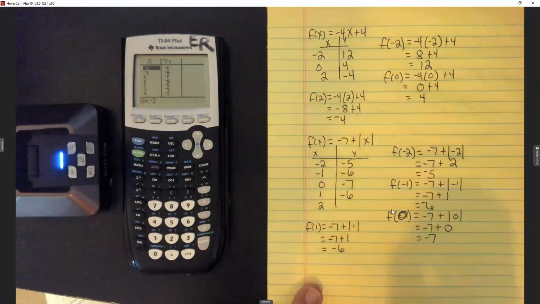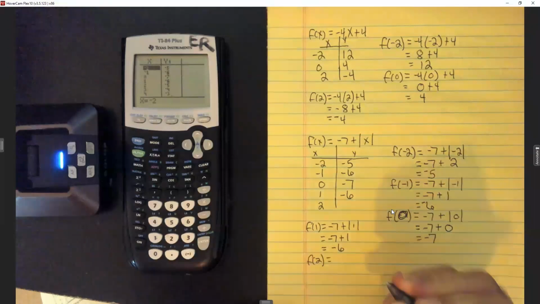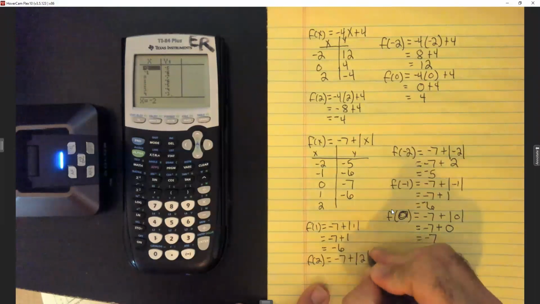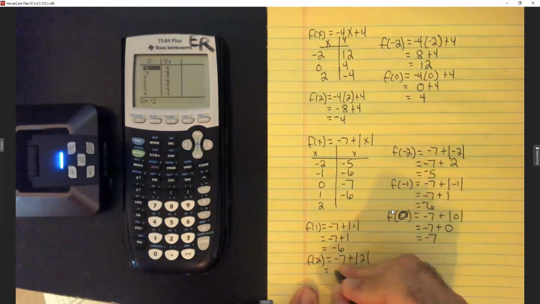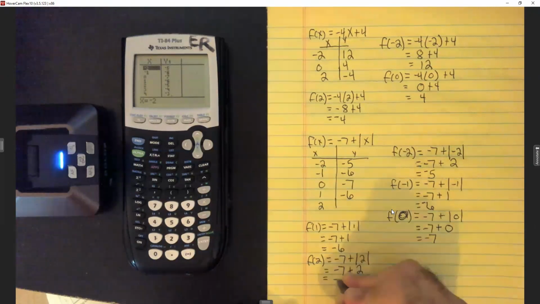Last one is f of 2. That'll be negative 7 plus absolute value of 2. So that's going to be negative 7 plus a 2. And y'all, negative 7 plus 2 will be negative 5.